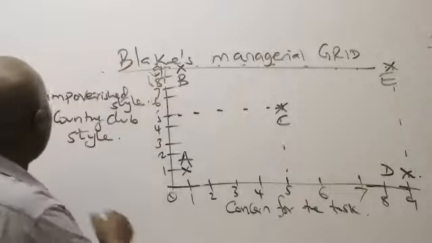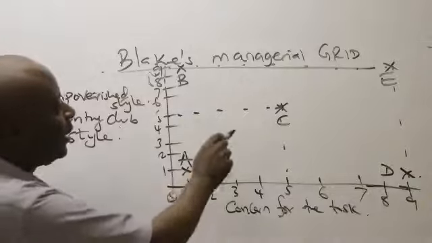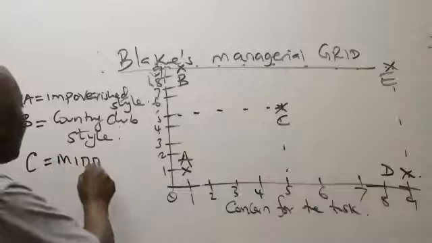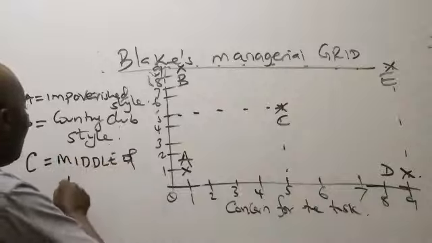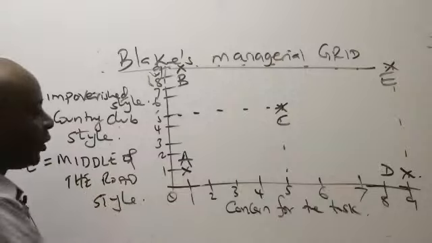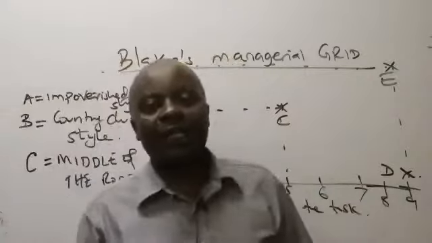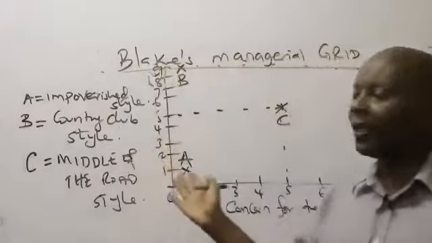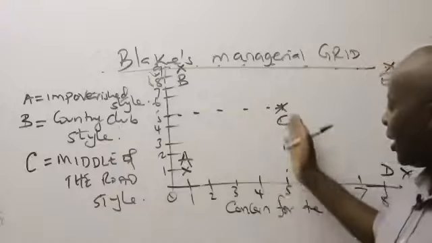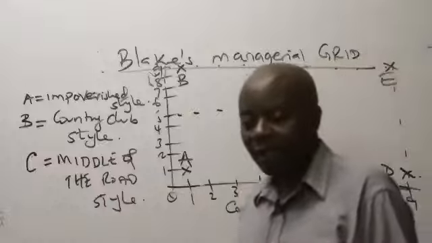That is B. And then we have got C. C, of course, if you guys remember, these are the middle of the road style managers. Their concern for tasks is 50%. Their concern in this case here for people is what here? 50%. Half. That's what you write. You can see here the concern for task is 50%, and concern for people is 50%.